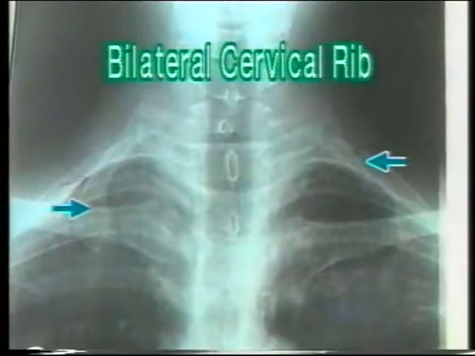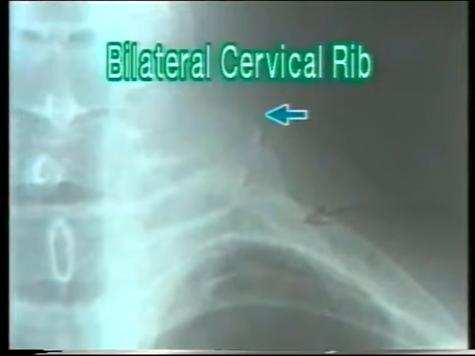This X-ray shows bilateral cervical ribs shown by the arrows. On the right side, the rib is well developed, while on the left side, it is small. In the close-up view, note that the rib articulates with the transverse process which is slanting downwards.